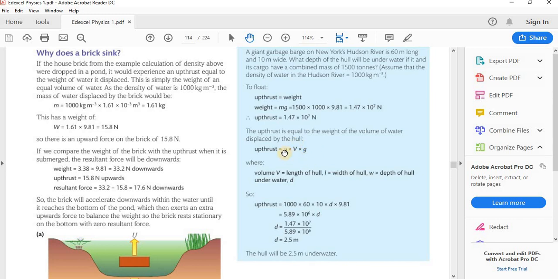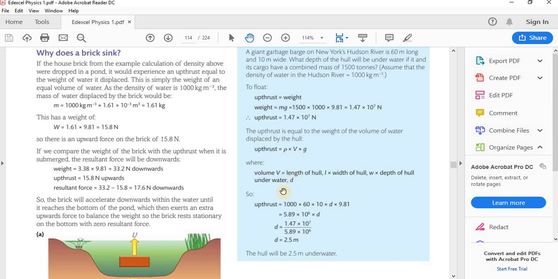So this part is the mass. Density times volume gives the mass, from the formula density equals mass over volume. The mass of the water displaced times the gravitational field strength will give you the weight of the water displaced. On the right side, this is the weight of water displaced. On the left side, it is the upthrust. Since Archimedes' principle states that the upthrust is equal to the weight of water displaced, we can set these two equal to each other.